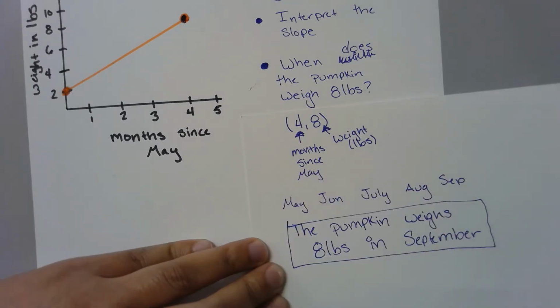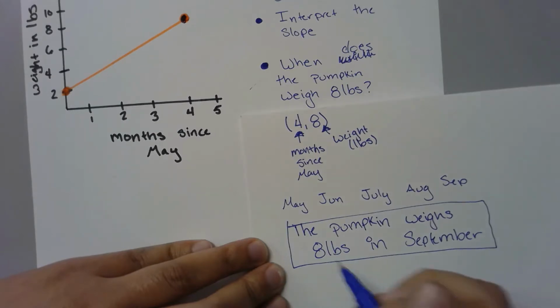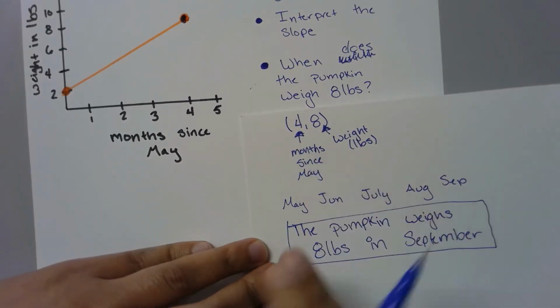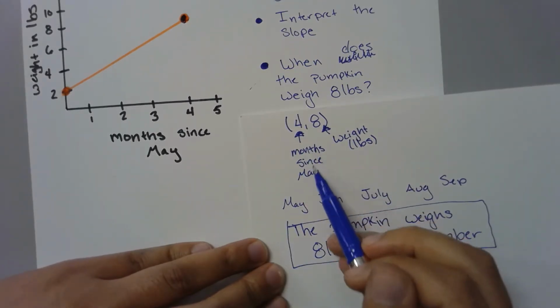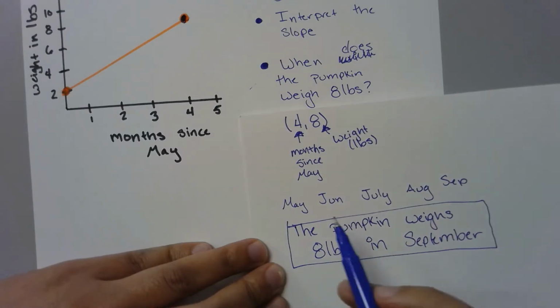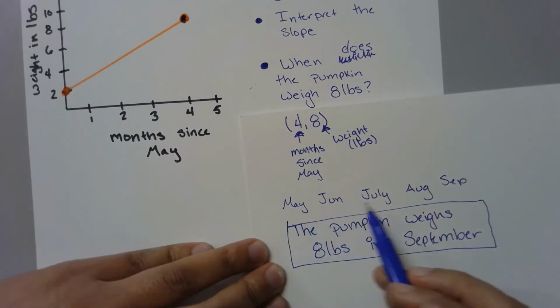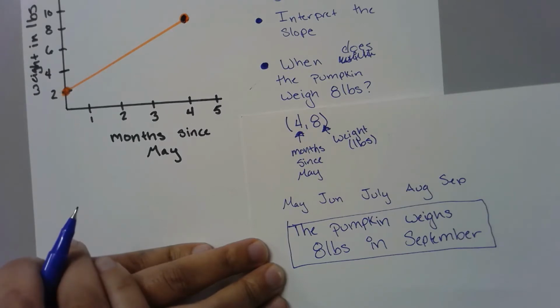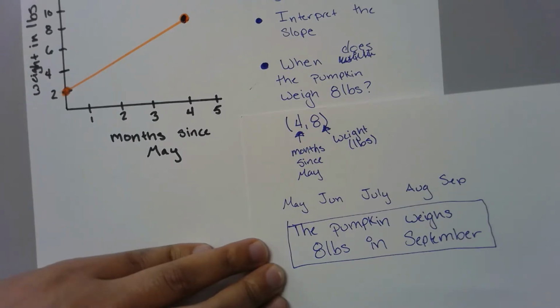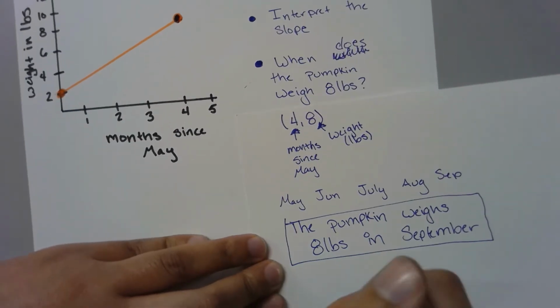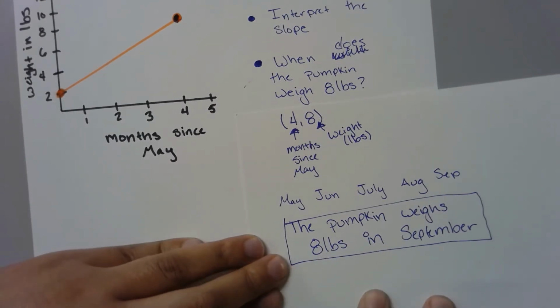You could have said the pumpkin weighs 8 pounds after 4 months, because it is 4 months. But since they told us 4 months since May, it's better to be more specific. I know when May is, and I know that June, July, August, September. September is 4 months after May. Just be as specific as you can. Let me know if you have any questions, but that's pretty much the gist of it.